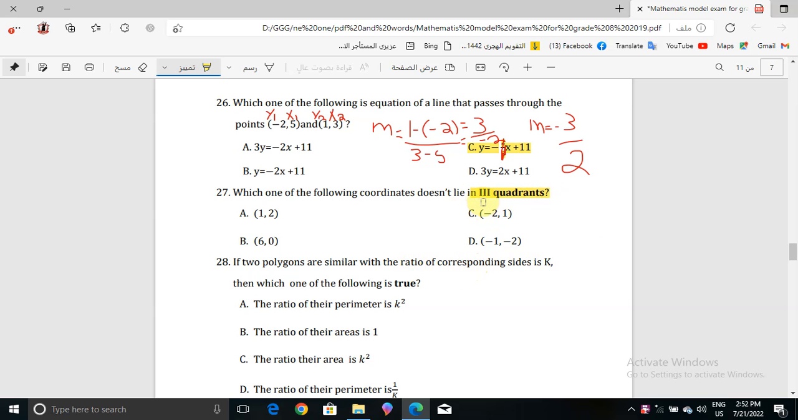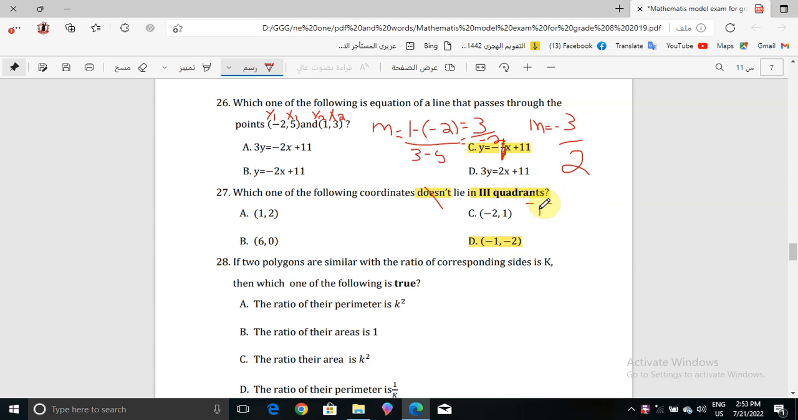Actually, here also there is a problem because it says "doesn't lie," and this is not correct, because all of them doesn't lie in third quadrants. Only D, that negative 1, negative 2, lie in the third quadrant. So that means corrected here, it will not be "doesn't," it will be "does lie in third quadrant." That means negative 1 and negative 2. Okay, because we know that third quadrant has negatives, right?